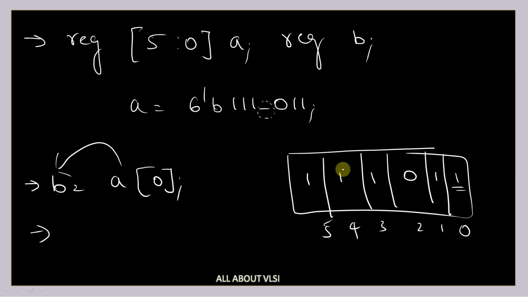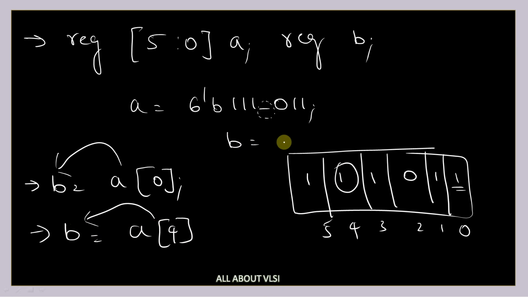Or let's say if I want to access this fourth index, then I can simply write b is equal to a[4]. Then the value at the index 4 will be taken out and will be given to b. And if I write b is equal to a[3], then the value at the index 3 will be taken out and will be given to b. This particular concept is known as vector slicing.